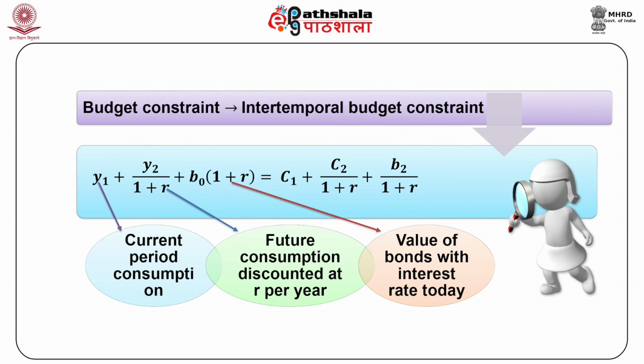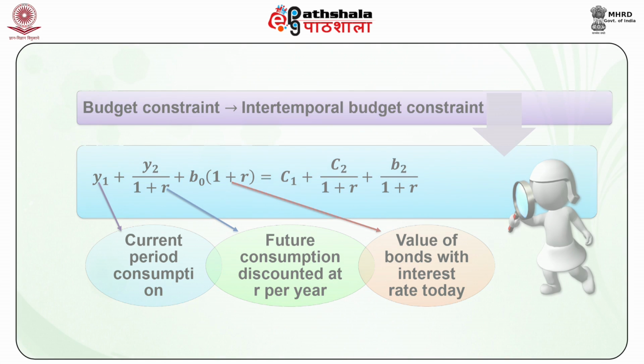The budget constraints for each period can be rewritten alternatively as the intertemporal budget constraint, given by y1 + y2/(1+r) + b0(1+r) = c1 + c2/(1+r) + b2/(1+r). According to the above equation, y1 is the current period income, y2/(1+r) is the future income discounted at the rate r per year, and b0(1+r) is the value of the bonds with the interest rate today.